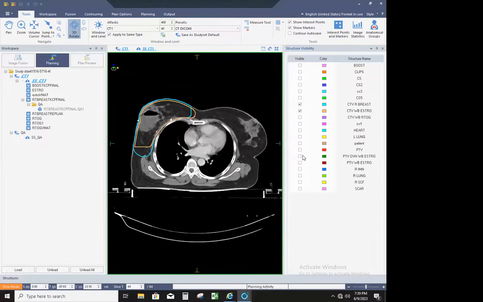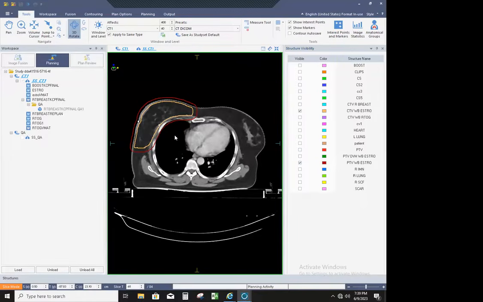Then you have to go for the PTV whole breast ESTRO. After contouring according to the vessel guideline, you can now see this lateral thoracic vessel. You can draw a line along these structures and just follow this. This is the lateral thoracic artery. You can follow this guideline. This is the lateral boundary, and this is the medial boundary.